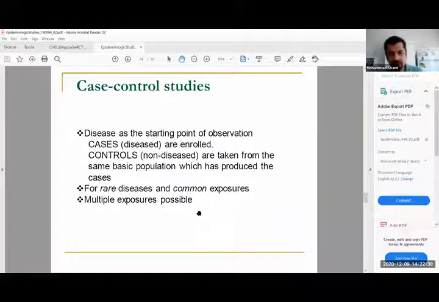Of course, there are some problems with these studies. For example, when we go back in time, we always have the problem of recalling information, or getting information from previous records and files. Sometimes they are not complete, so we cannot have the whole picture that we want. These are the problems when we go back in time. But in cohort studies, which I will show in the next slide, these problems are less. Multiple exposures are also possible: we can investigate multiple exposures in case control studies.